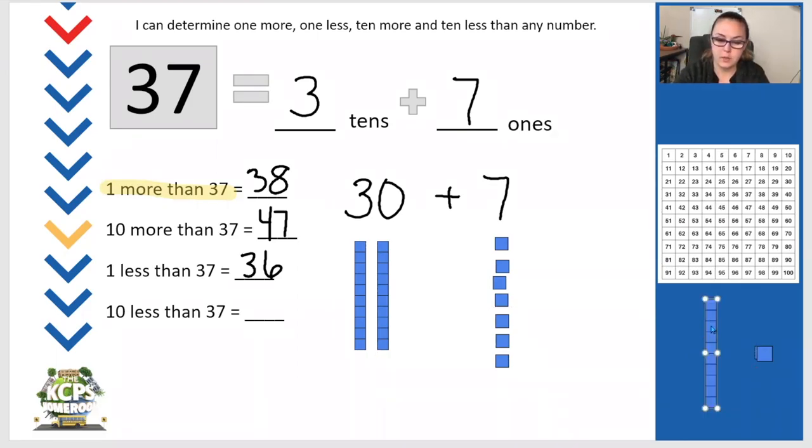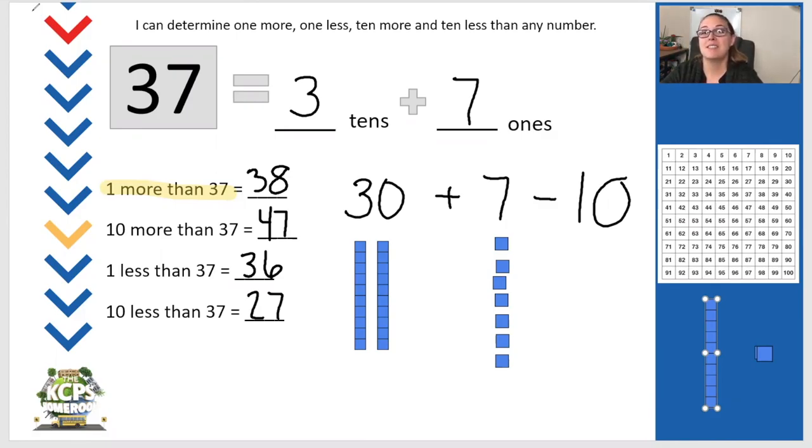Now we have 30 plus 7, and we took away 10. What is the answer to this problem? 10 less than 37 is equal to what number? Well, 30 minus 10 is 20. Plus 7 is 27. You did a great job on that problem. I know there were a lot of steps.